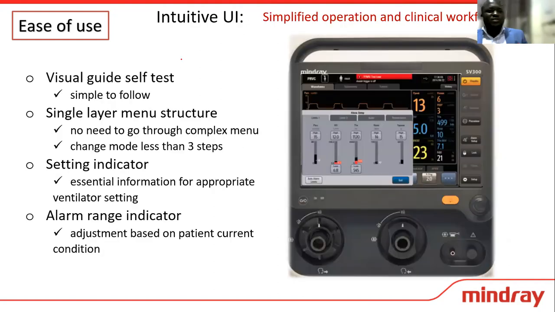And then with continued ease of use, again, in case you need to set the alarm limits, we have a visual guided test, as I've shown you before. And again, with the alarm range indicator, you're able to set the alarm limits very well. In case the patient's parameters are very high, it's able to indicate to you that, okay, this is the maximum you can reach, and you're able to set it very well by color coding here. And you're able to adjust this based on the patient's current condition.